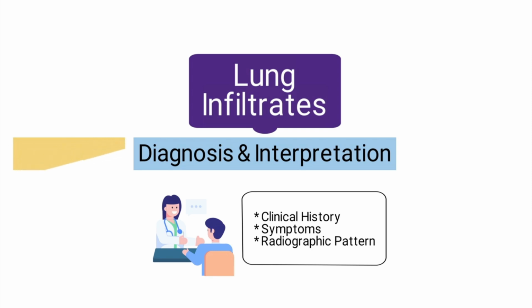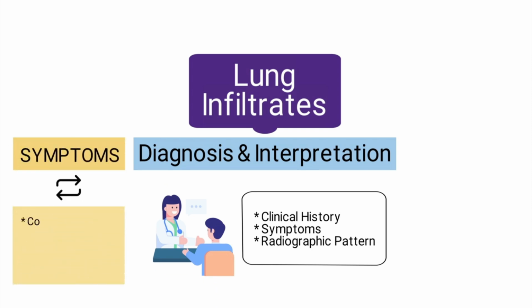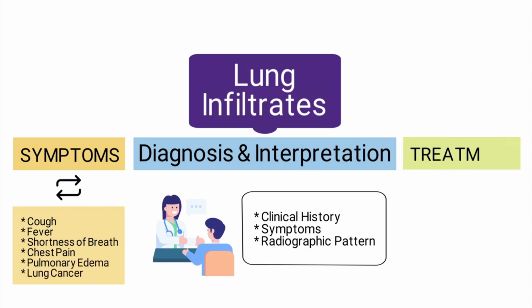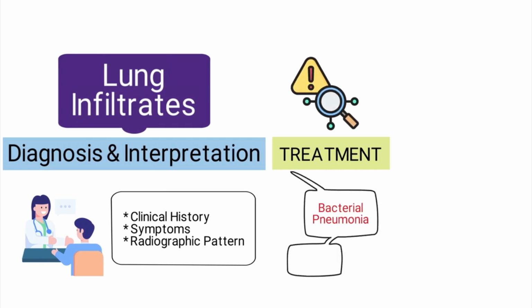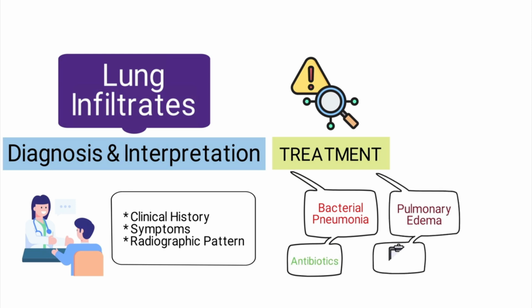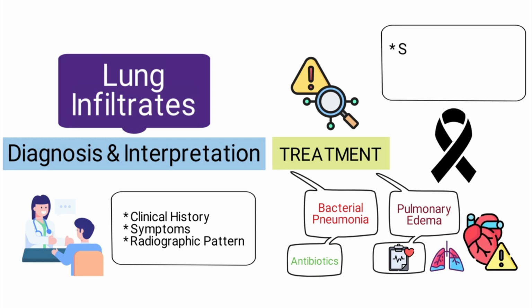of the infiltrates. Symptoms accompanying lung infiltrates can vary widely, from cough and fever in cases of infection to shortness of breath and chest pain in more severe conditions like pulmonary edema or lung cancer. Treatment for lung infiltrates depends on the underlying cause. For instance, bacterial pneumonia is typically treated with antibiotics, while pulmonary edema may require medications to remove excess fluid and treat the underlying heart condition. In severe cases of cancer, treatment may involve surgery, chemotherapy, or radiation therapy.